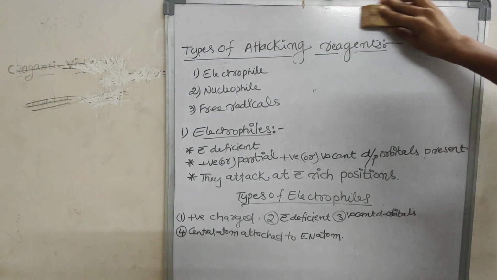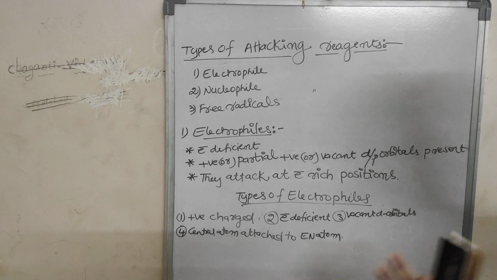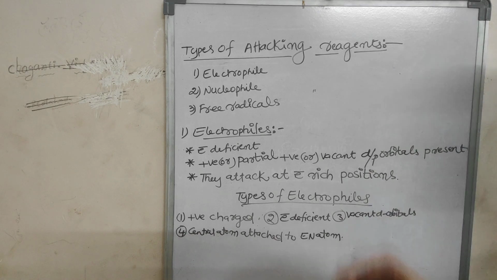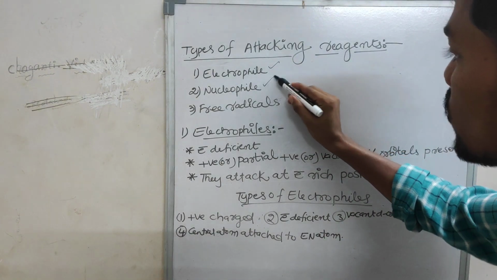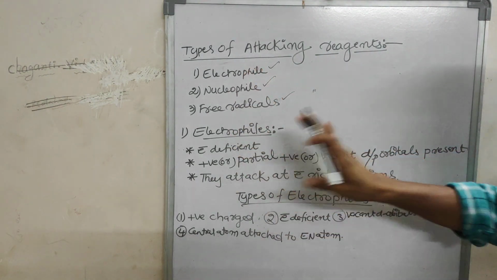Some reagents will attach to any chemical reaction intermediates, such as carbocations and carbanions. Which types of reagents will attach to them? There are 3 types: electrophile, nucleophile, and free radical.